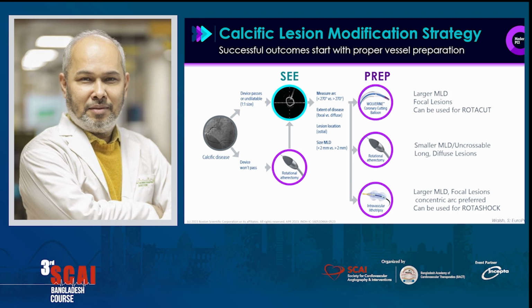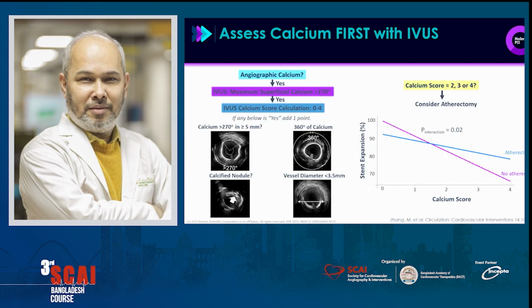Actually, if you look at this IVUS, you look for a calcium arc of less than 270 degrees or 5 millimeter, focal or diffuse, or minimal luminal diameter less than 2 millimeter, and whether the balloon is crossable or not. So you take a decision: either you go for rotablation, or IVL, or an NC balloon or OPN balloon like that. If the IVUS can cross, you can assess fine. If it is uncrossable, then you can try to pre-dilate first, then go for IVUS and assess the calcium.